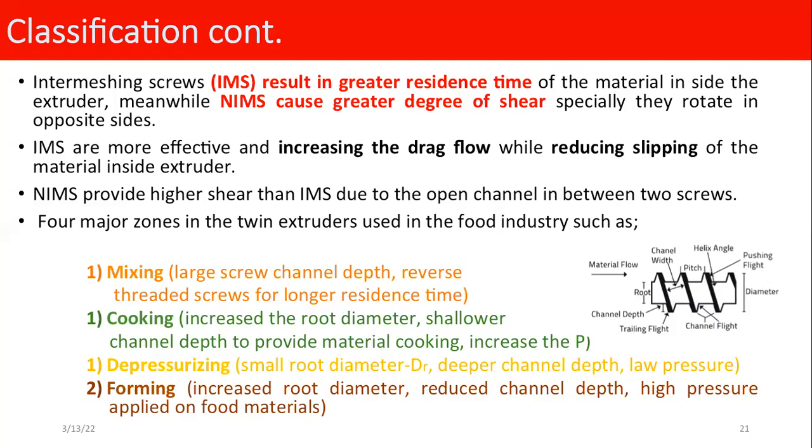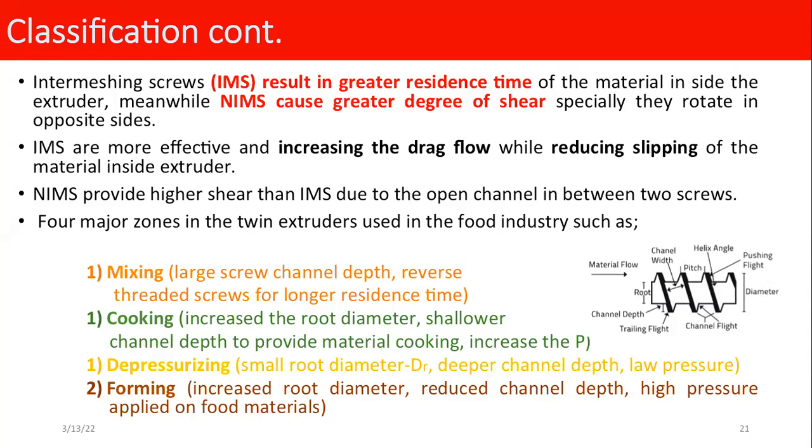By experience, you know what happened to the pressure and output. Depth to provide material for cooking and increase the pressure. Pressure increases, you know. Depressurizing zone, third zone. Here again small root diameter, deeper channel depth and low pressure. So all these three factors are very important.